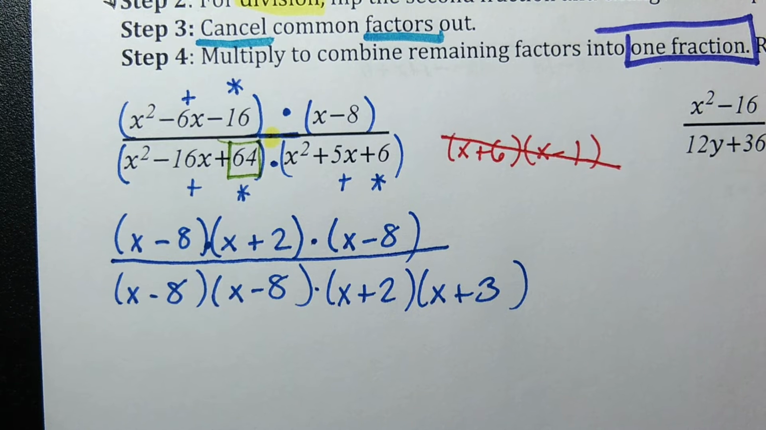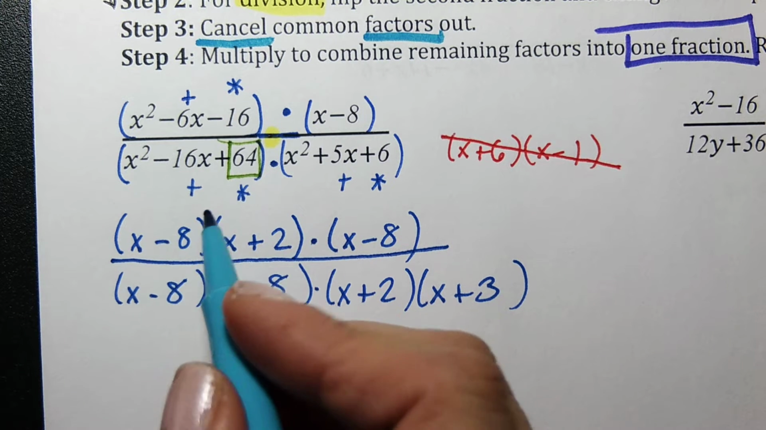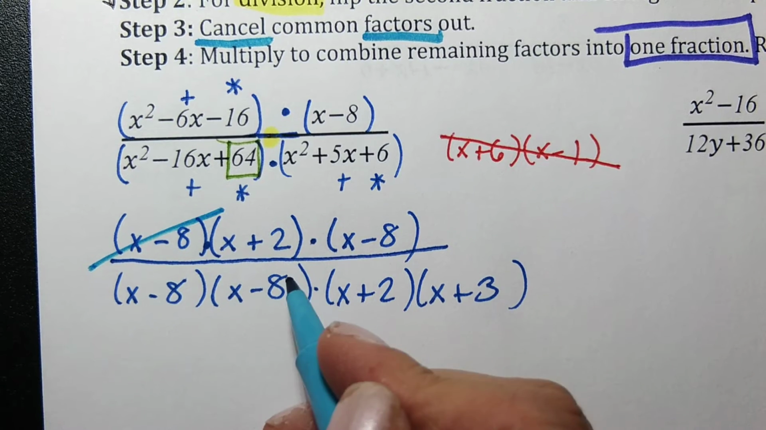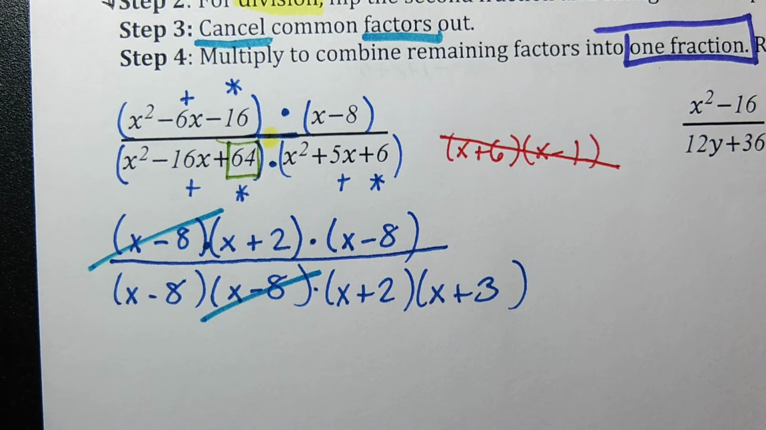So now the fun part. Is there anything that we can cross off? Yeah. X minus 8 divided by x minus 8 is 1. So just like 2 over 2 is 1, 3x over 3x is 1. I can cancel these out because they are equal to 1.